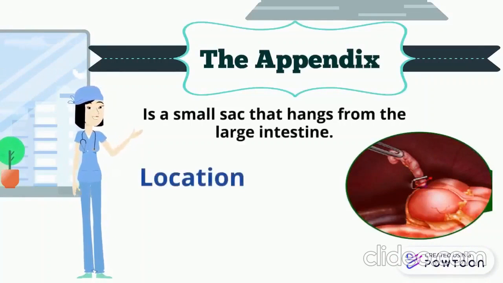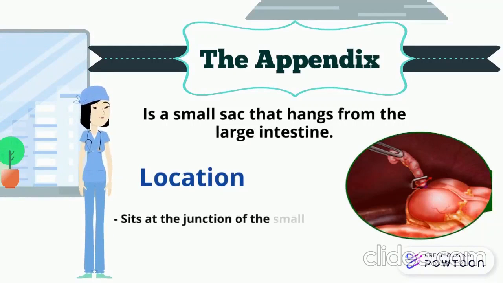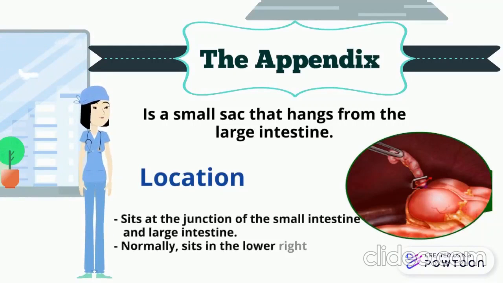Location: it sits at the junction of the small intestine and large intestine, and normally, the appendix sits in the lower right abdomen.